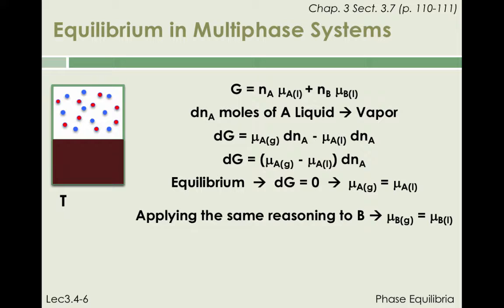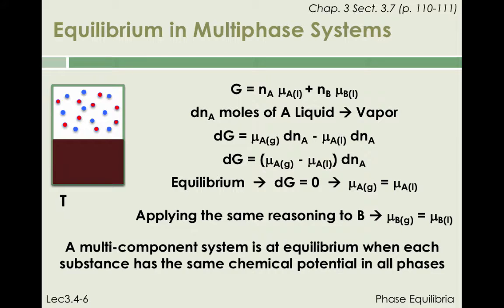This line of reasoning can be extended to all phase equilibria in multi-component systems and allows us to state that when a multi-component, multi-phase system is at equilibrium, each substance has the same chemical potential in all the phases.